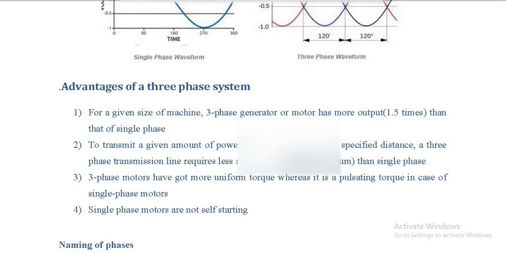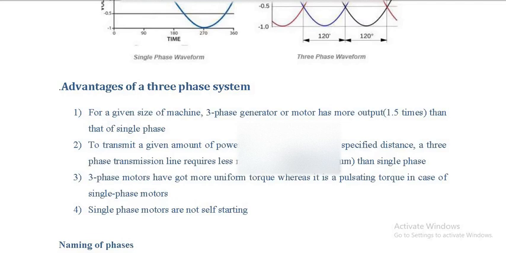The third point is that three-phase motors have uniform torque, whereas single-phase motors have pulsating torque. The torque is not constant, it is not uniform, but it is pulsating. So that is not a good feature actually. The last one is that single-phase motors are not self-starting, whereas three-phase motors are self-starting. So these were a few advantages of the three-phase system, why we go for the three-phase system.